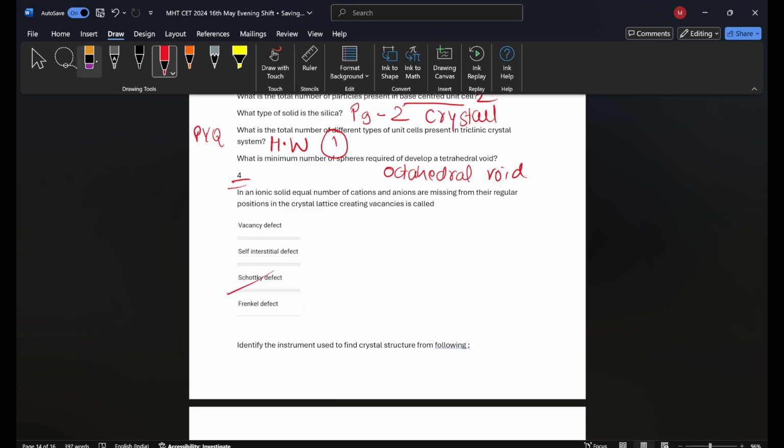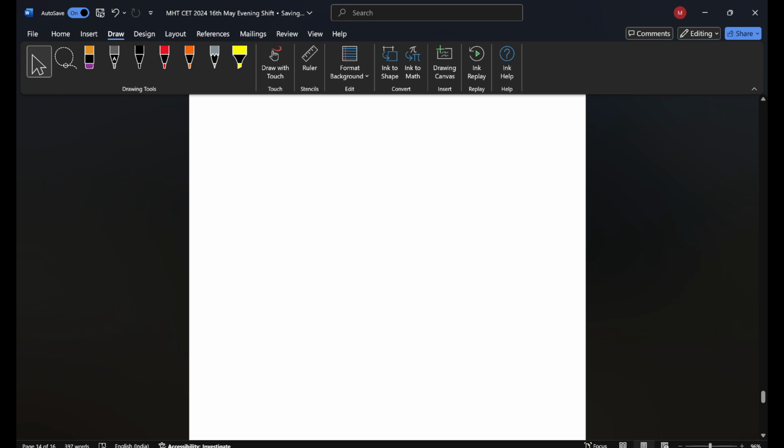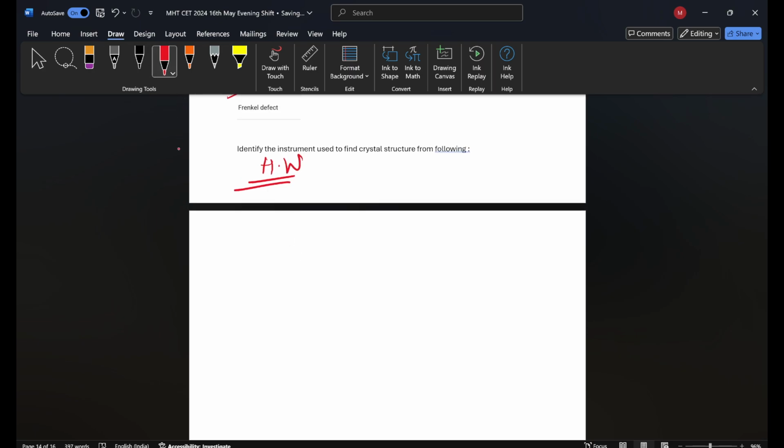And the last question of the session, and the session is done. Identify the instrument used to find crystal structure from the following. Which instrument is used to find crystal structure? So that is homework again for you. Google it, or instead of googling, you can download this whole Word document from my Telegram channel. I'll be providing the link to that as well. So this is all about solid state, the first chapter of chemistry for the MHT CET.